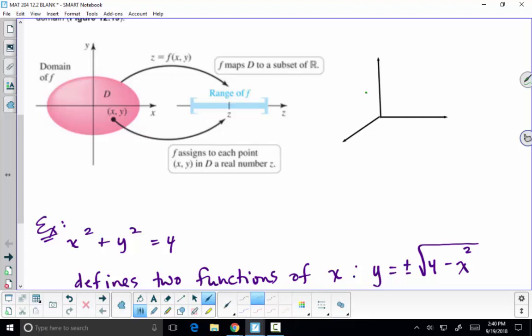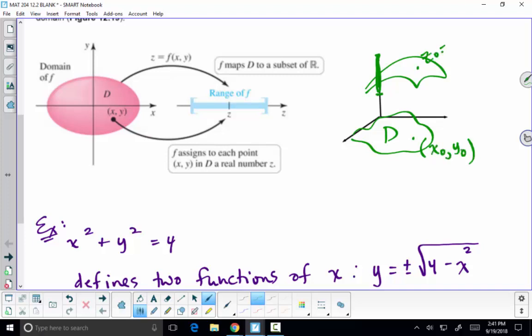So if we have some surface up here, the range is going to be the set of z values over here on the z-axis, and the domain is going to be something down in the xy plane. So every point in the xy plane domain goes up and corresponds to some point on the surface. So if this point right here has coordinates x naught, y naught, then this point up here will be z naught, equal to f of x naught, y naught.